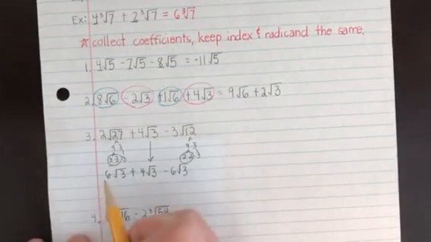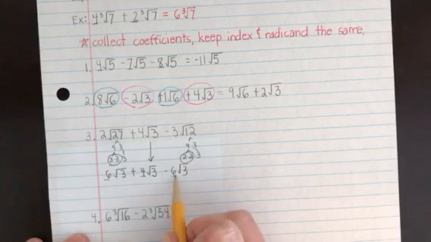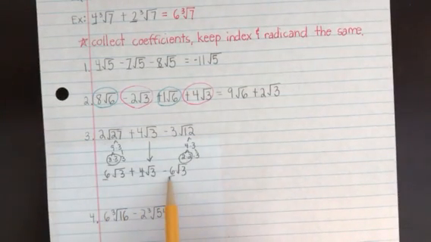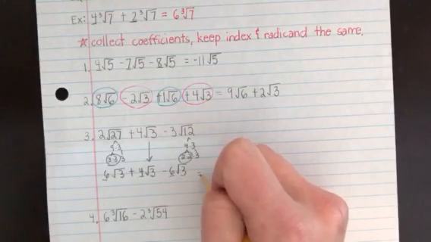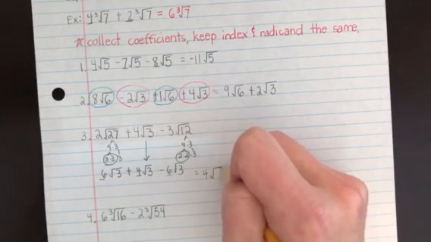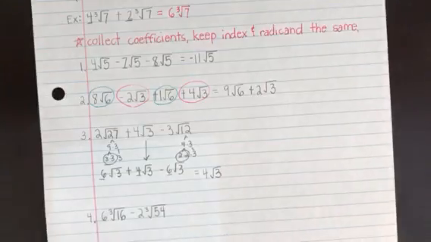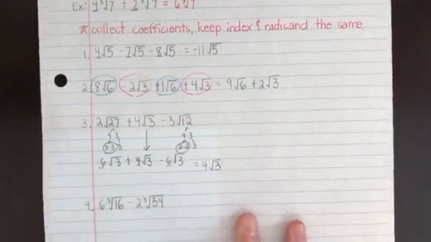Okay, so then you have radicands and indexes that are the same. You can combine. 6 and negative 6 will cancel each other out. So then what you have remaining is 4 square root of 3. It's the only thing left. 4 square root of 3.